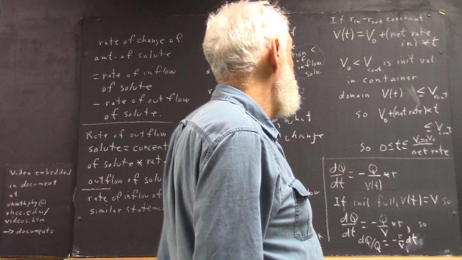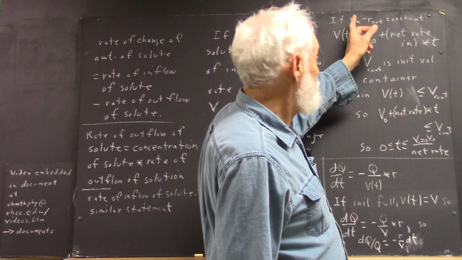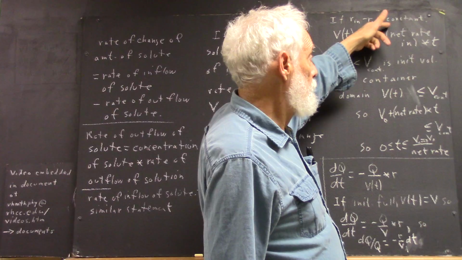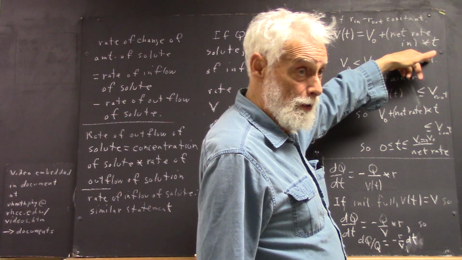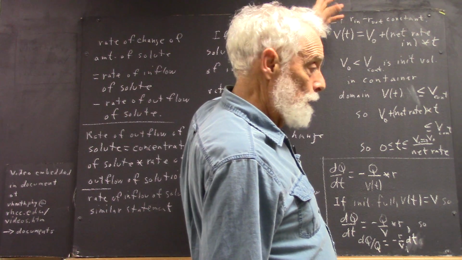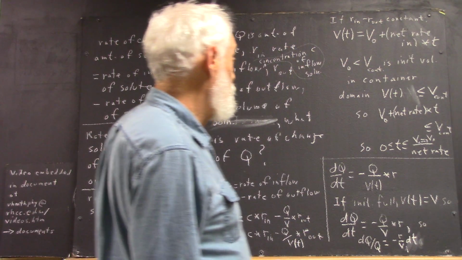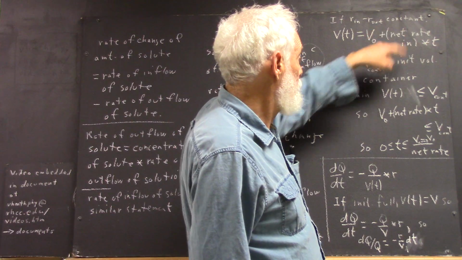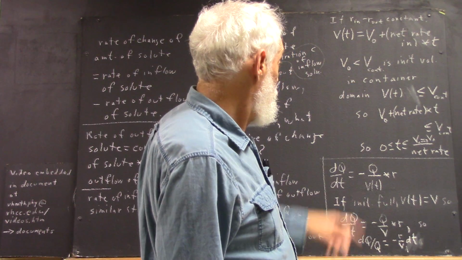Now, if you happen to have a non-constant rate in minus rate out, then you would have to integrate the net rate with respect to time in order to find how much volume has changed. Okay, well, again, assuming we have a constant rate in minus rate out.